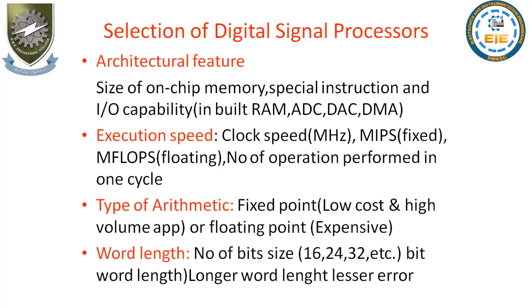How to select a digital signal processor? First point is architecture features: size of on-chip memory, special instructions and input-output capabilities. Execution speed, clock speed, number of operations performed in one cycle, that is measured as MIPS, million instructions per second. Type of arithmetic: fixed point is low cost and for high volume applications, whereas floating point is expensive and used for higher applications. Word length, number of bits like 16, 24, 32, etc. Longer word length, lesser error.